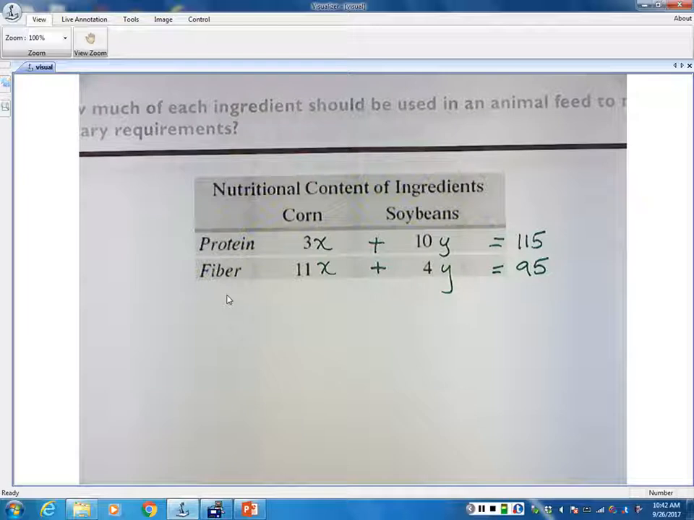Is that something you do to solve an equation? Yeah, add or subtract something from both sides. Can you multiply both sides of an equation by a number and still have a true equation? Yeah, as long as I multiply both sides.